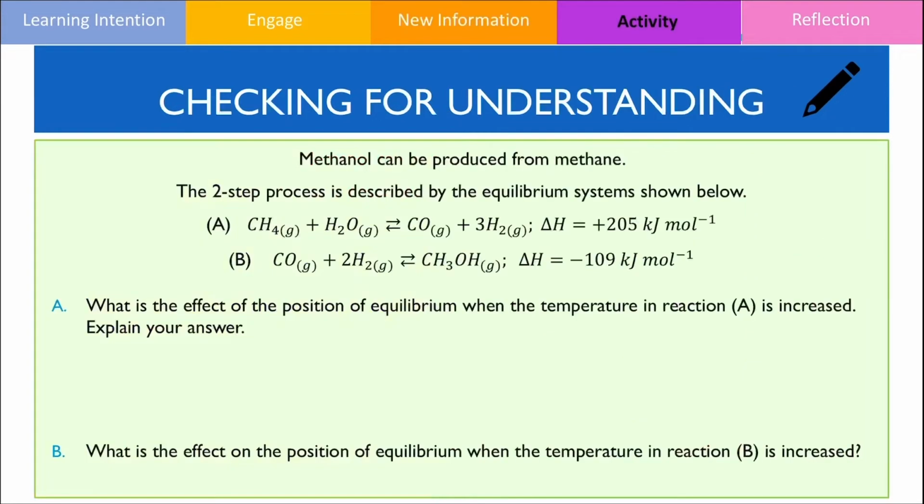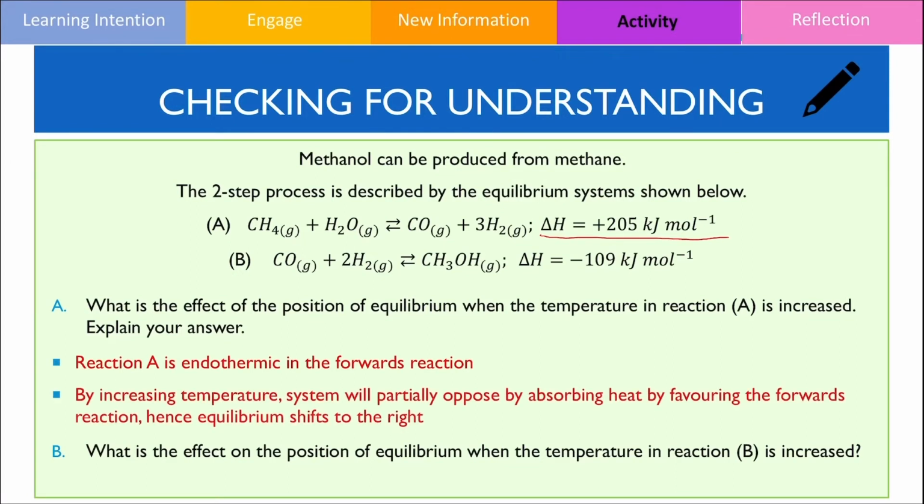For question A, the first part of the question reads, what is the effect on the position of equilibrium when the temperature in reaction A is increased? Explain your answer. Given that the enthalpy change is positive, we know that the forwards reaction is endothermic. If we increase the temperature, the system will favor the endothermic reaction, or the forwards reaction, in an attempt to partially absorb the excess heat, therefore equilibrium shifts to the right.